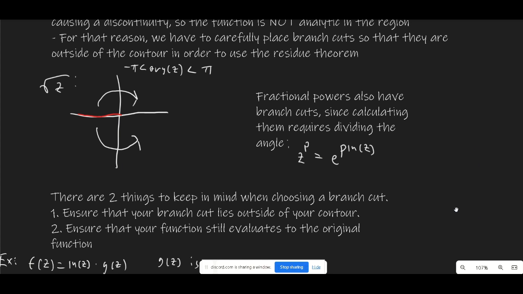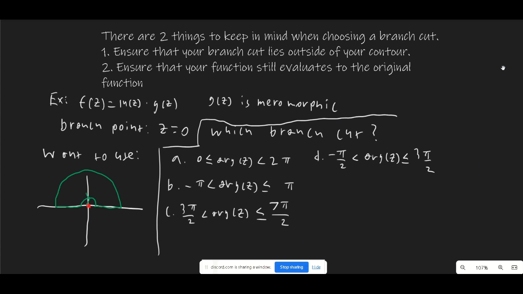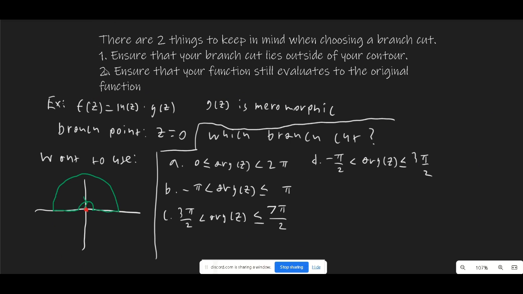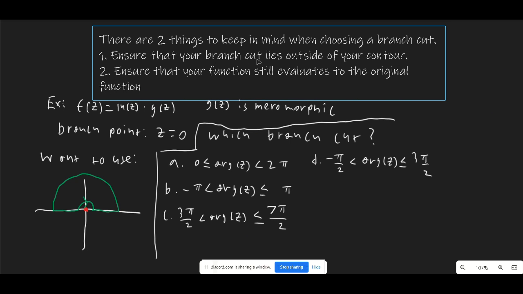So there are two things to keep in mind when choosing a branch cut, and we'll talk about choosing a branch cut in the next video a little bit more. The first thing is that we need to make sure the branch cut lies outside of the contour, and that's pretty straightforward because if the branch cut is inside the contour, we can't use the residue theorem. The other thing that's a little bit tricky sometimes is to ensure that your function still evaluates to the original function. So an example of this is, let's say we wanted to integrate a function with natural log times some other function, right?